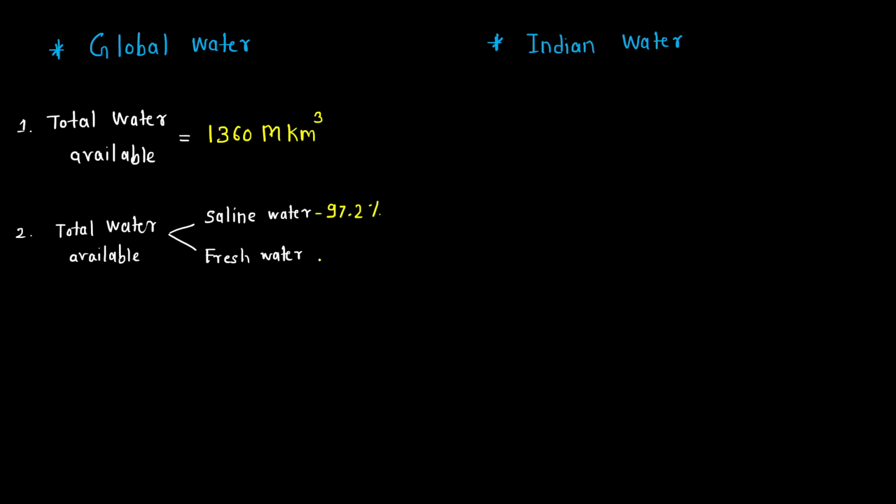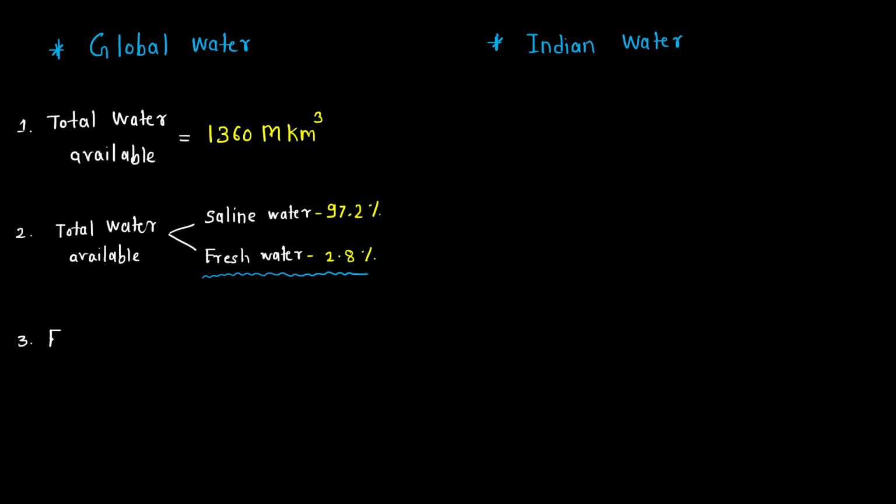So what is the amount of fresh water or drinkable water? It is only 100 minus 97.2, that is 2.8 percentage. So only 2.8 percentage of fresh water is available. That means we can drink only this water. 97.2% of water we cannot drink directly. Now let's go into some detail.